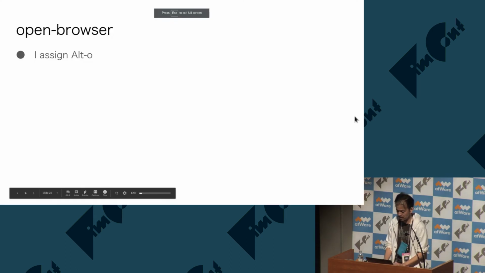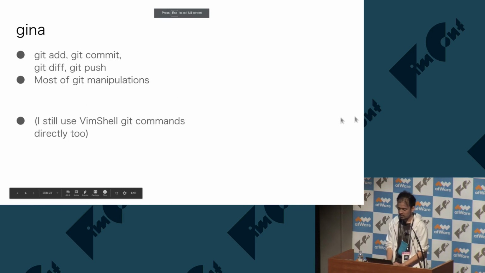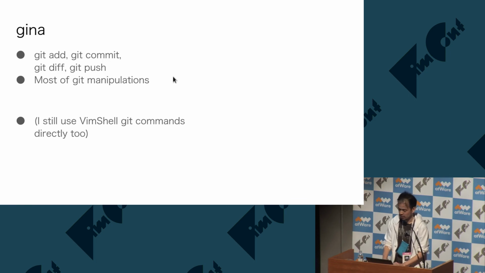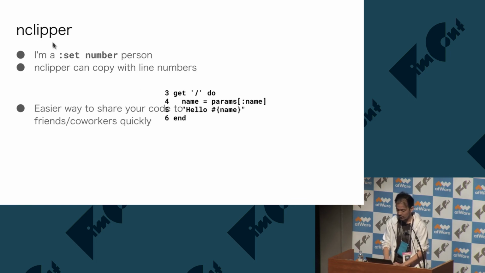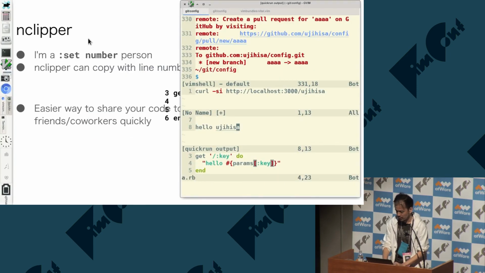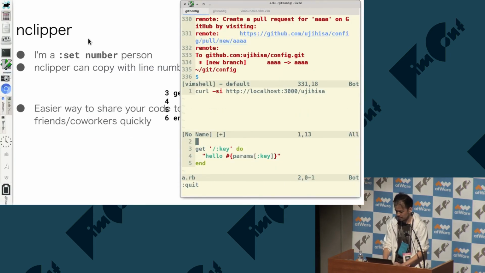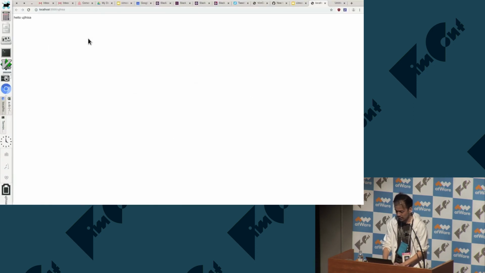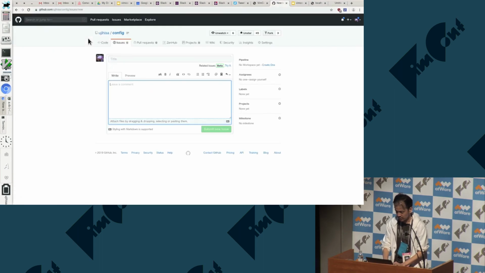Keep talking about this. I also use gina to commit, and this is an awesome plugin to make a Git commit, Git log stuff. And I also made a plugin called Encrypter, which is to copy with line number. So if I select these lines and type Control Y, that doesn't only copy the content of these lines, but also copies the current file name and line number. This is pretty handy.